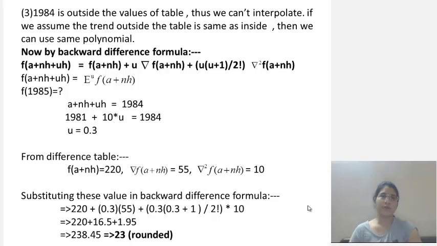Now 1985 is outside the values of the table because 1981 is the last value of the table. Thus we can't interpolate. If we assume the trend outside the table is the same as inside, then we can use the same polynomial. Now by the backward difference formula, as we have seen earlier, we can calculate u equal to 0.3. From the difference table, we have f of a plus nh equal to 220, backward difference operator f of a plus nh equal to 55, backward difference operator square f of a plus nh equal to 10. Substituting these values in the backward difference formula, we will get 238. 238 is the population in 1985.